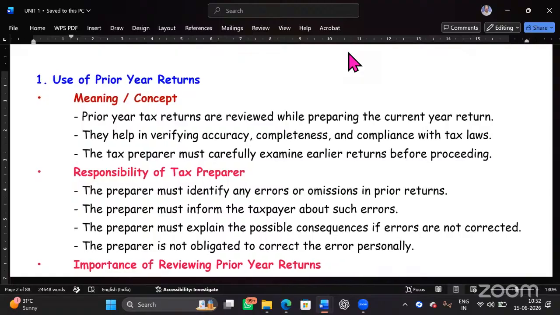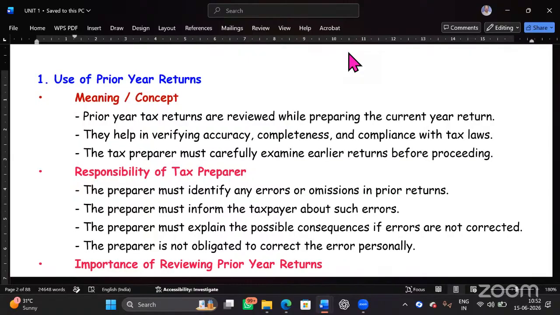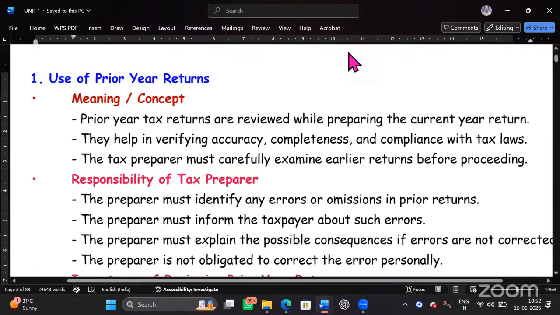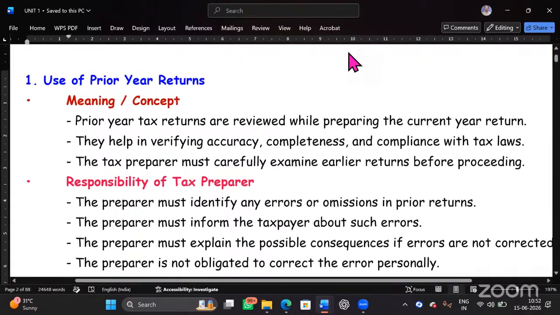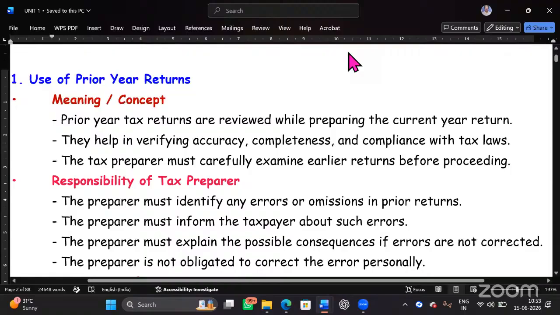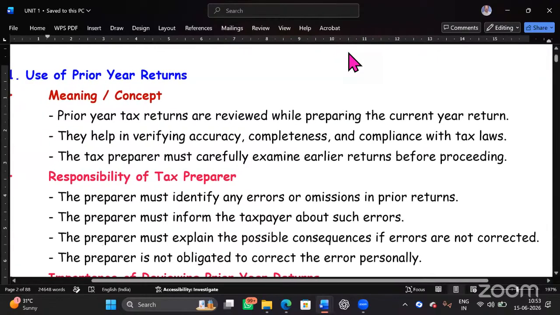Point 1, priority: tax returns are reviewed. Very important point, reviewed while preparing the current year return. It is a compulsory point, objective bit question. This comparison helps for preparation of current year returns accurately, completely, in compliance with the tax law.